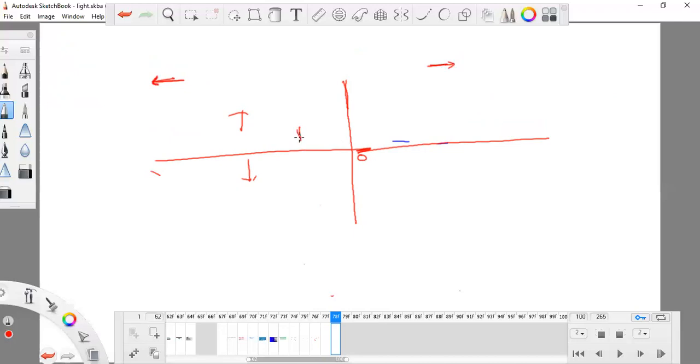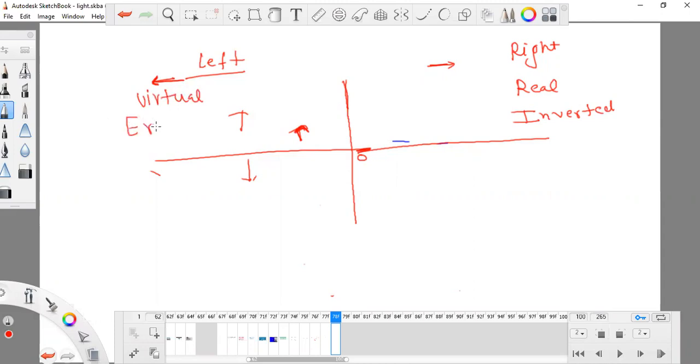At the lens, what we studied for the right side and for the left side, can you recall what type of images form at the right side? Real and inverted, we studied this. And for the left side the images formed are virtual and erect. We studied this for lenses.